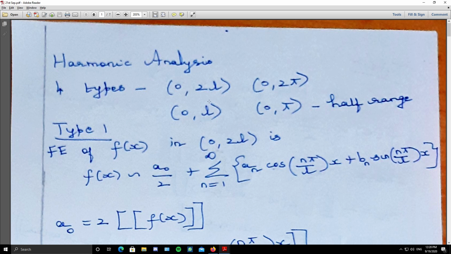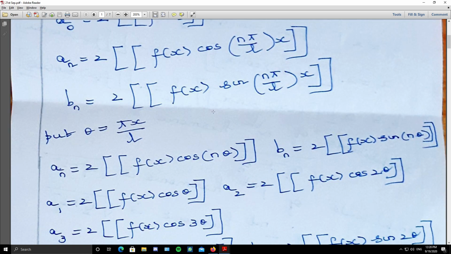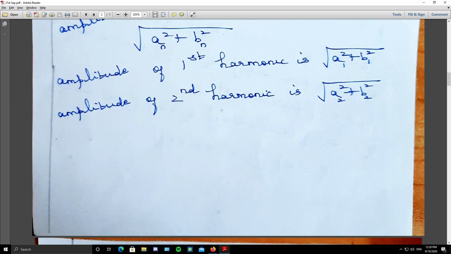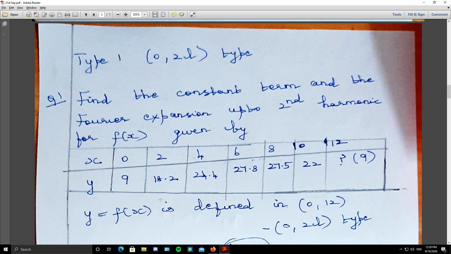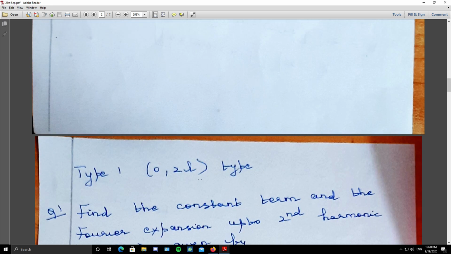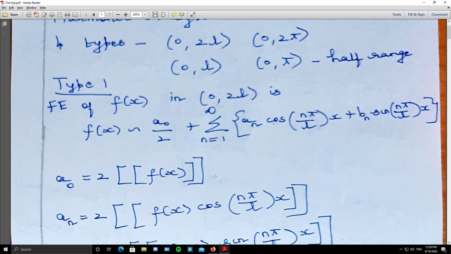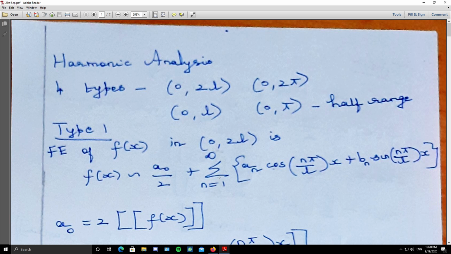But in practical cases you will not know the function, you will be given the values of the function in a table. Say you will have the values of x and y in tabular form. Without knowing the function you can get the Fourier series. Given a function with period 2L or 2 pi, it can be periodic or non-periodic, continuous or discontinuous, but without knowing the function, with the values given in tabular form, we can find the Fourier series.